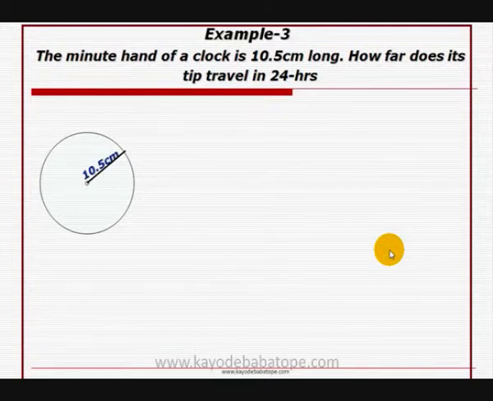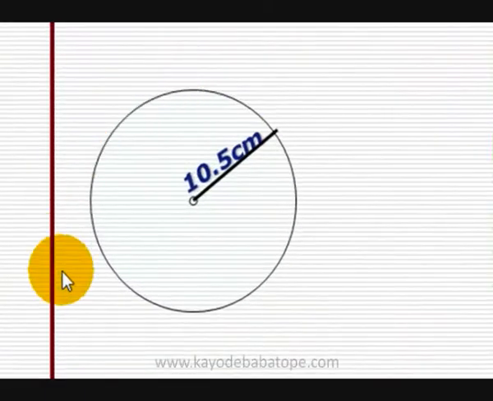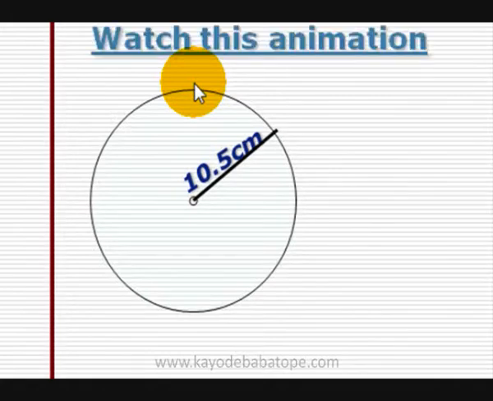Example 3. The minute hand of a clock is 10 centimeters long. How far does its tip travel in 24 hours? So, let's assume this is a clock. This is the minute hand. Recall that the minute hand makes a full revolution in 1 hour, which is 60 minutes. So every 60 minutes, that is every 1 hour, the minute hand of a clock makes a complete revolution.